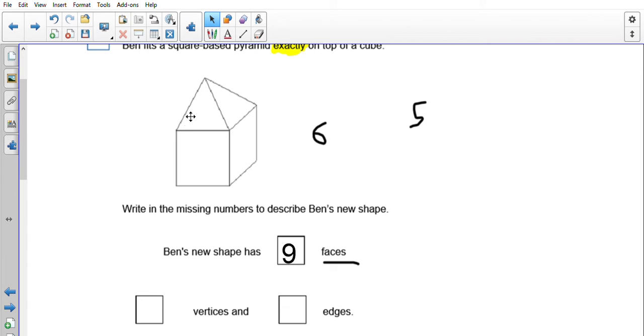That doesn't change because I'm still going to have those. Then I've got 1 more because I've got my 9th vertex at the top of my square-based pyramid, which is like the apex point of our shape. And the number of edges. So I would have had 12 edges on my cube. That's still kind of the case. And then I've just got these extra 4 around here. So that's going to give me 16 edges in total for my new shape. There you go, Ben.